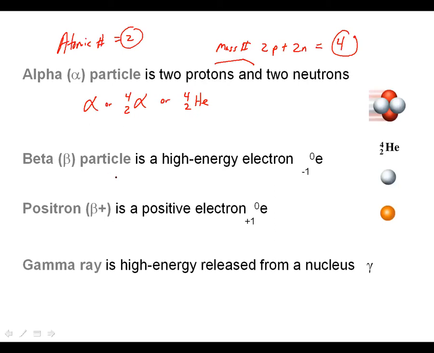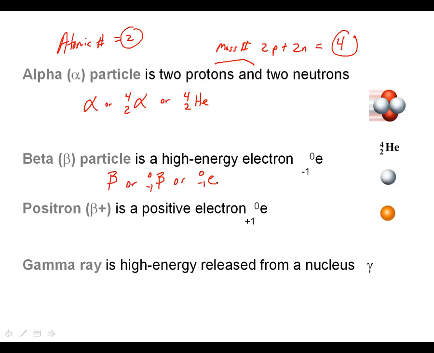The beta particle here is basically a high-speed electron. It can be used with the beta symbol, or the beta symbol with a 0 on top for the mass number and a -1 for the atomic number. Or, as you see here as well, very commonly the e is used to represent an electron, again with the mass number.